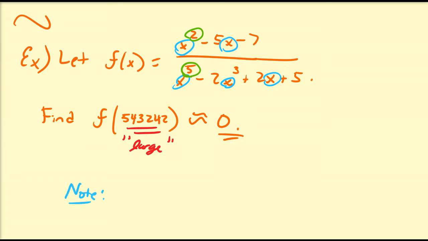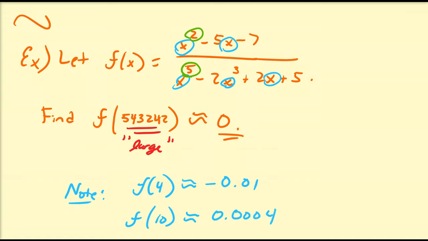So let's just look at a couple. Let's just plug in 4. If you plug in 4, you'll realize that this is approximately equal to negative 0.01. And if you plug in 10, you'll realize that this is approximately equal to 0.0004. So one can see that even 10 is pretty much equal to 0, at least to 3 decimal places. So this is definitely going to be much closer to 0, with a lot more precision, than 4 and 10 are.